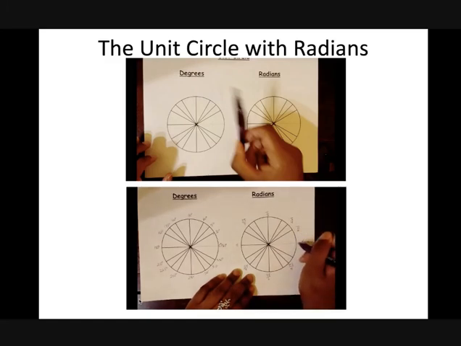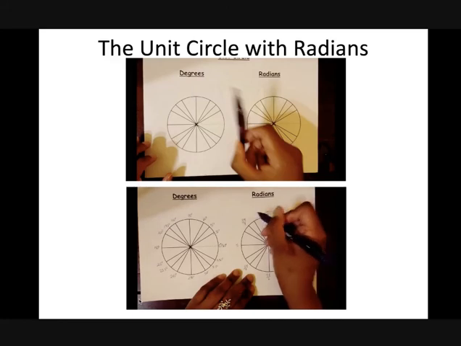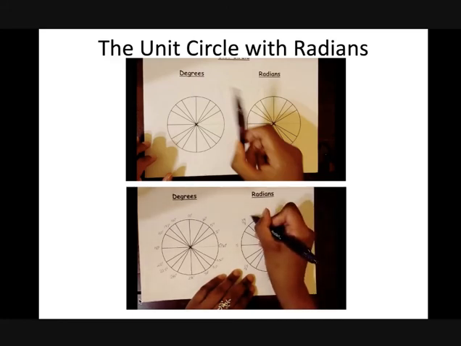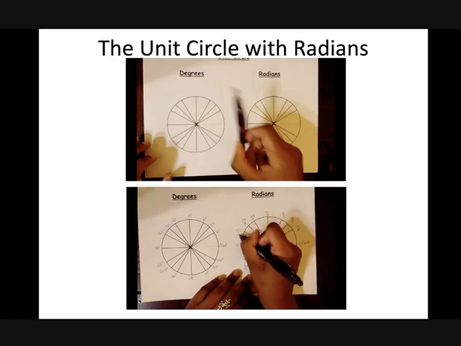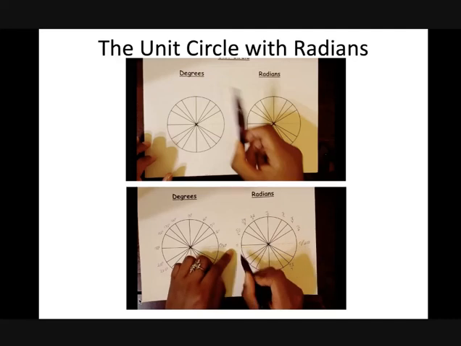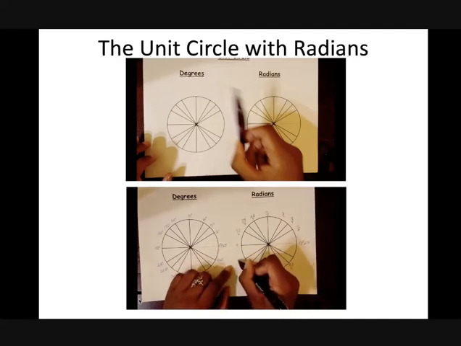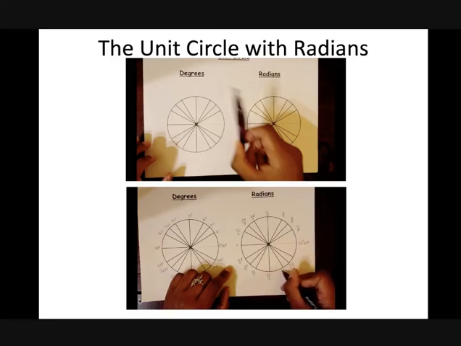So this is 0/6, 1/6, 2/6, which is the same as 1/3, 3/6, which is a half, 4/6, which is the same as 2/3 pi, 5/6, 6/6, which is the same as pi, 7/6, 8/6, which reduces to 4 pi over 3, 9/6, which is 3/2, 10/6, which is the same as 5 pi over 3, and 11/6. And then we have 12/6, which is the same as 2 pi.